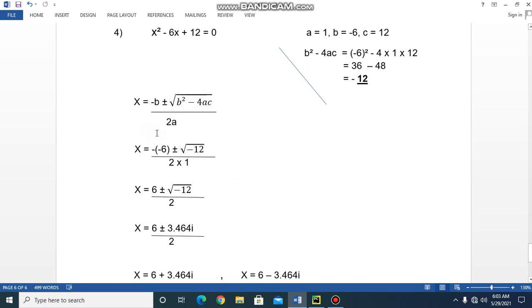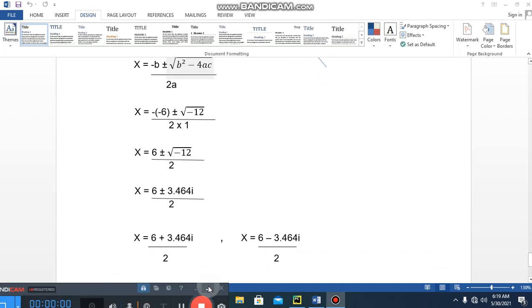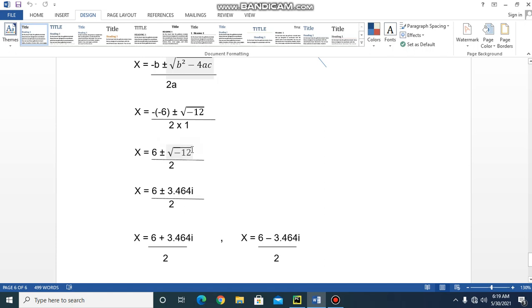So here we are applying these values to the formula. So you get minus of minus 6 plus or minus root minus 12. So here root minus 12 is equal to root 12 into root minus 1. Root 12 is 3.464 and root minus 1 is imaginary, so i.